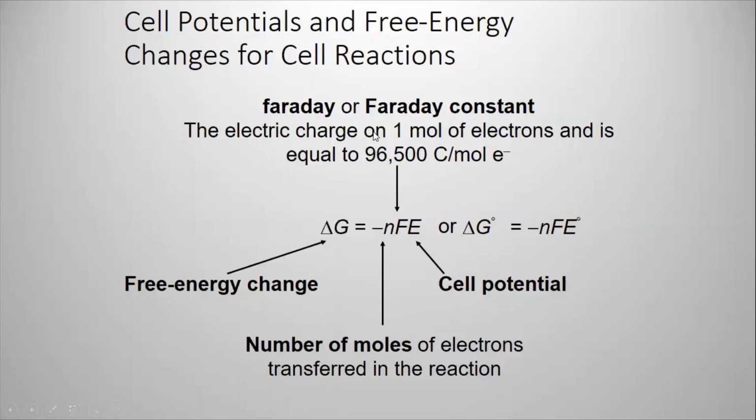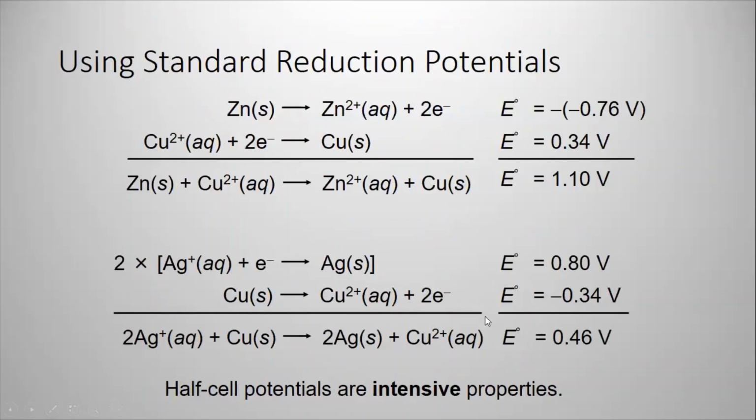What is F? F is Faraday constant, which is the charge per 1 mole of electrons. So if you have 1 mole of electrons, this is 96,500 coulombs. This is the amount of electricity from 1 mole of electrons. So I already have F, which is Faraday constant. What's missing right now is n. Where are you going to get n from?